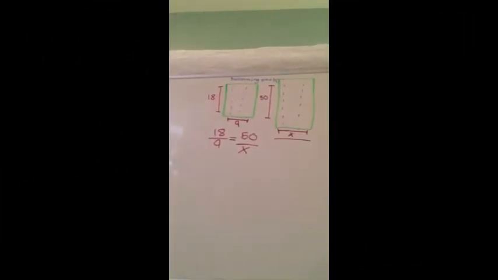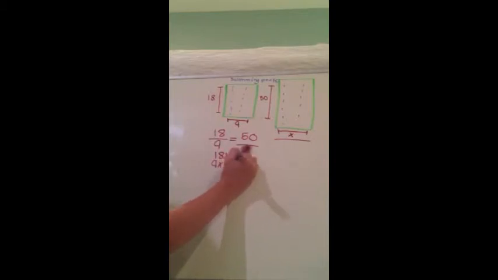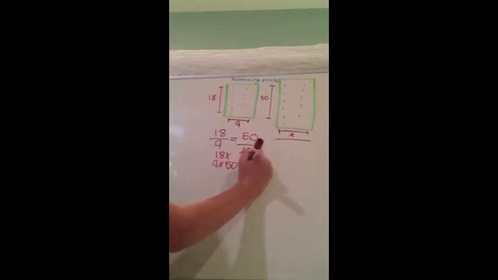Next step is to cross multiply. Now cross multiplying is pretty self-explanatory. You have to cross multiply the numbers. So I would take 18 and multiply it by x, which would give us 18x. Then I would have to do the same thing to 9 and 50. 9 times 50 equals 450.